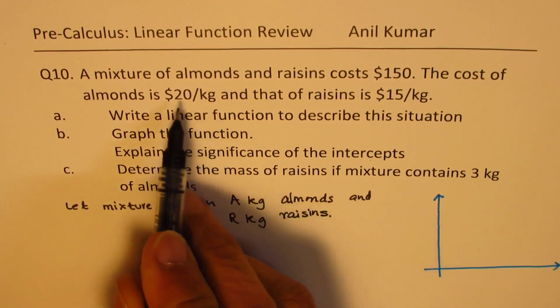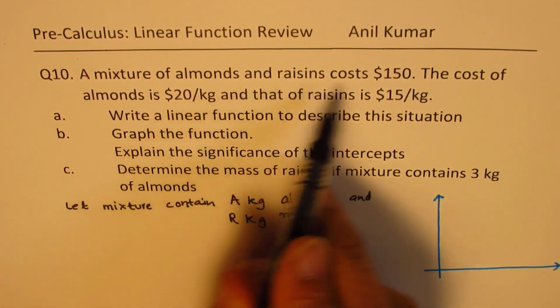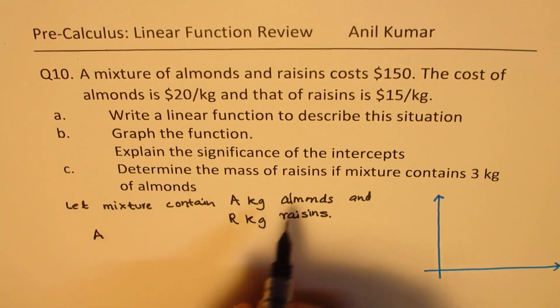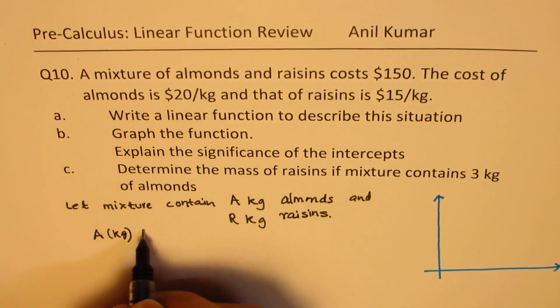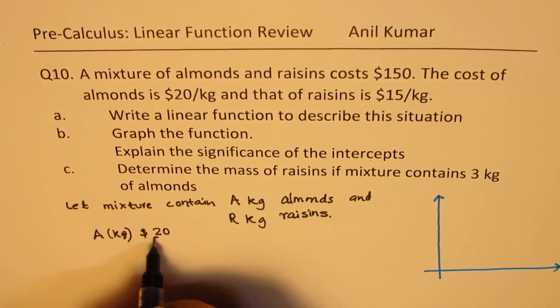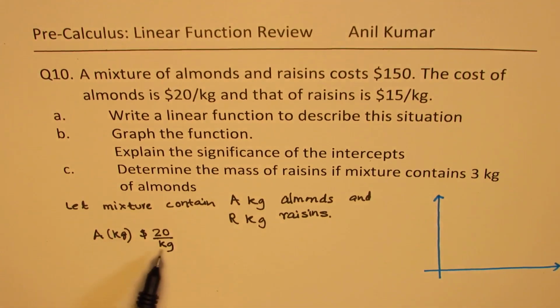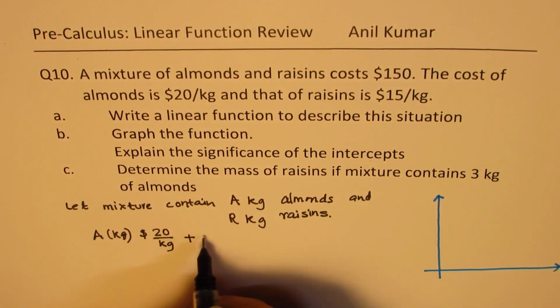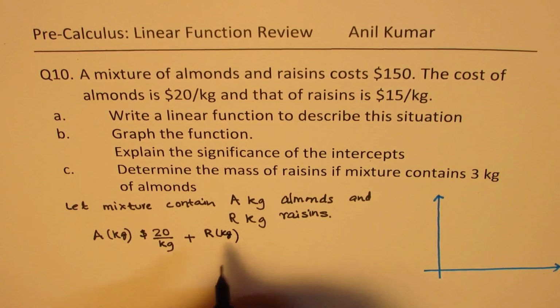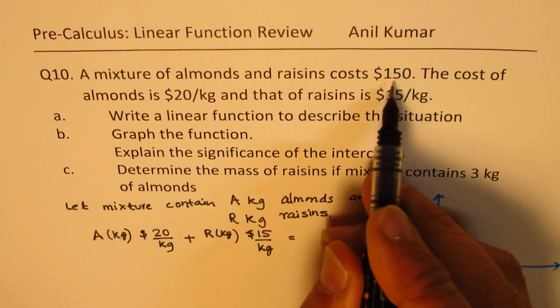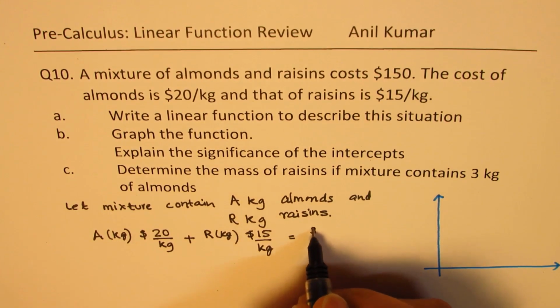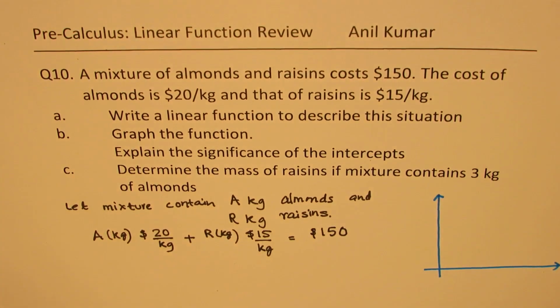Okay. Since we know their rate, we can now form an equation: A kg of almonds, with the rate being $20 per kg. When you multiply this, you get the amount in dollars. Plus, for the raisins, R in kg, their rate being $15 per kg. So what you get is a total amount of $150. So that becomes the equation.